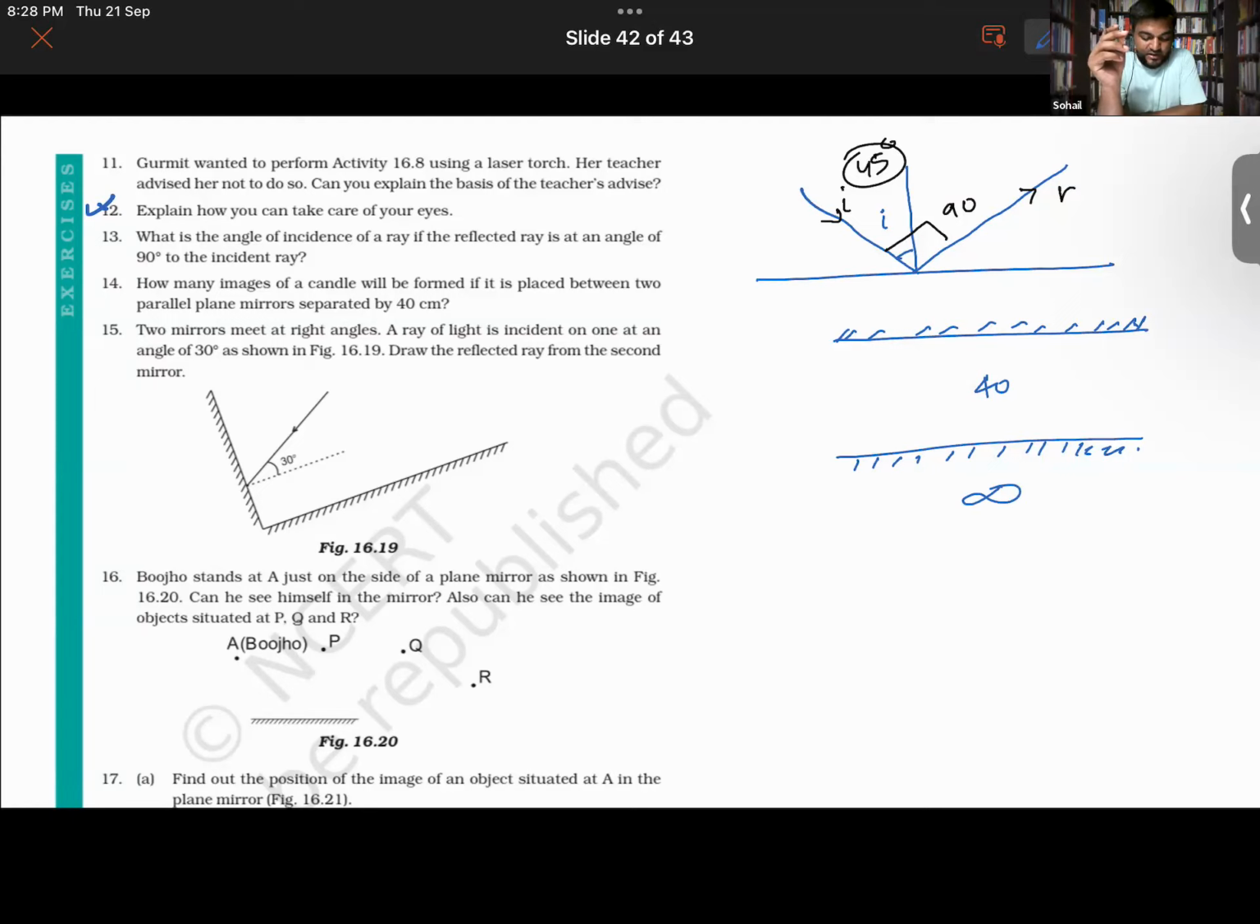Question number 15. Two mirrors meet at right angles. A ray of light is incident on one at an angle of 30 degrees as shown in figure 16.19. Draw the reflected ray from the second mirror. This will be at an angle of 30 degrees. Then we draw a normal here. Here it is reflecting at 30 degrees, so this angle will also be 30 degrees, by alternate interior angles. So this will be 60 degrees now. For the second mirror, the angle of incidence is 60 degrees, and the reflected ray will also be 60 degrees.